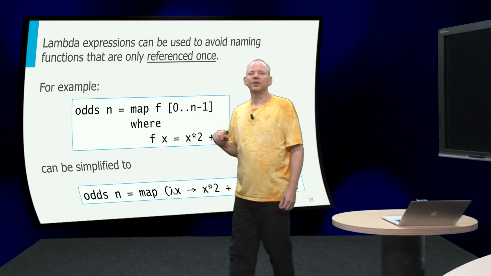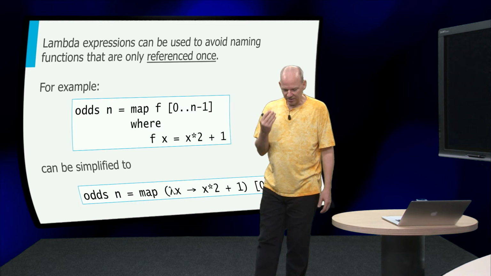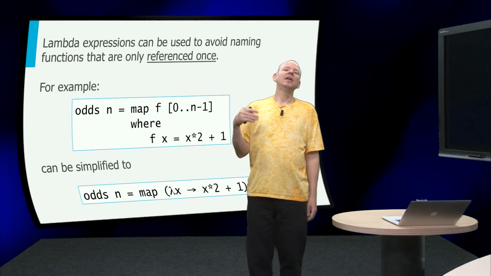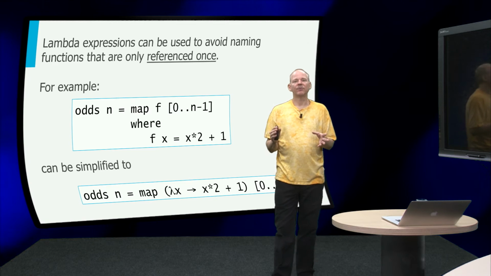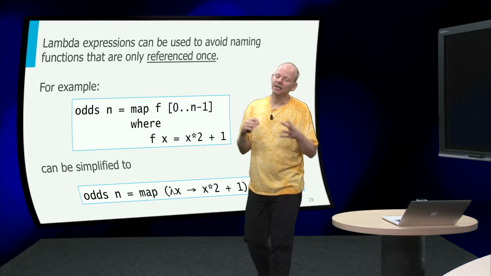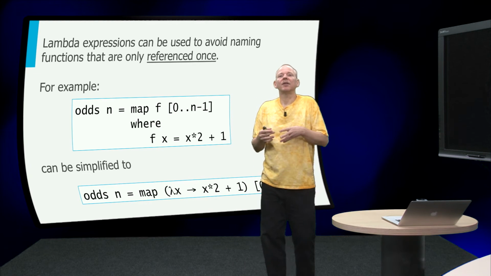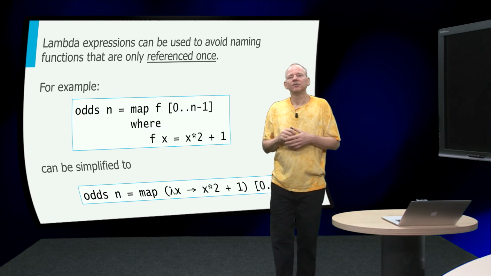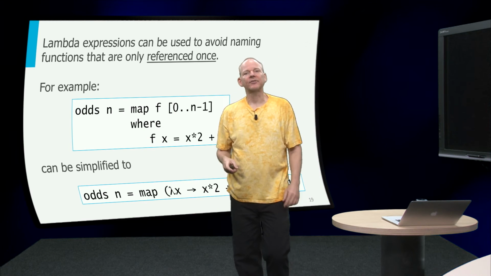Here's another use of lambda expressions, and that's to avoid inventing names. Inventing names is one of the hardest things that we have to do with programming, and coming up with meaningful names. Because often the language forces you to name something where you just don't want to name it, you just want to pass the thing directly.